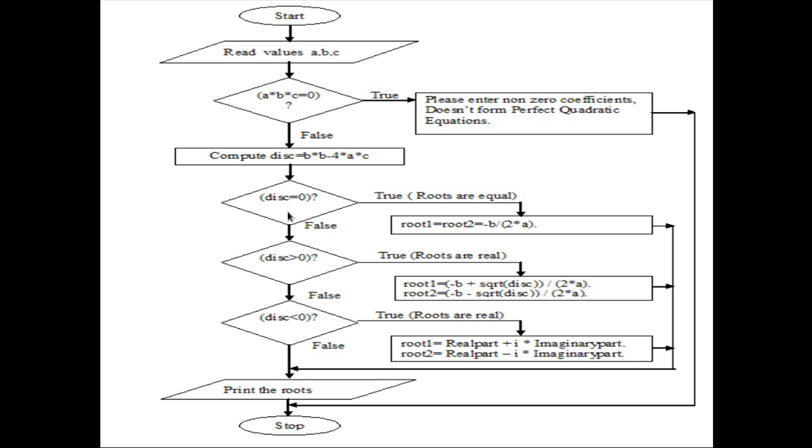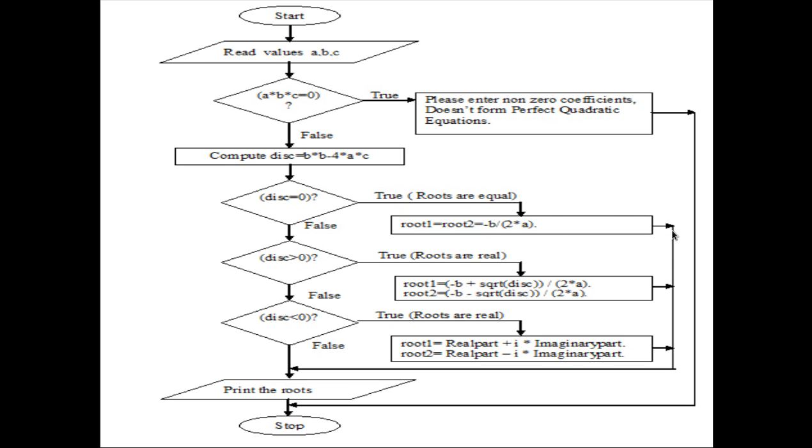After that I go on checking the value of the discriminant, whether it is 0, greater than 0, or lesser than 0. If it is 0, roots are equal. If it is greater than 0, roots are real. If it is less than 0, the roots are complex. Over here it has been misprinted, it should be roots are complex numbers. With respect to that, we have the formulas over here. If roots are equal, root 1 equals root 2 equals minus b divided by 2a.